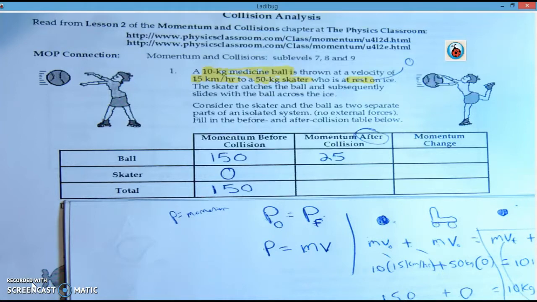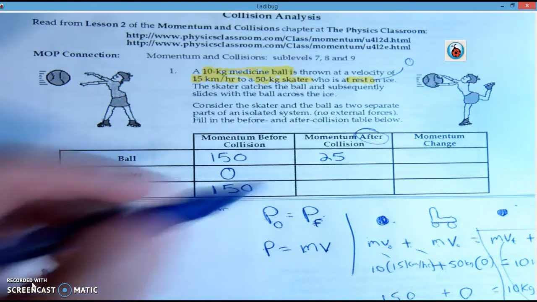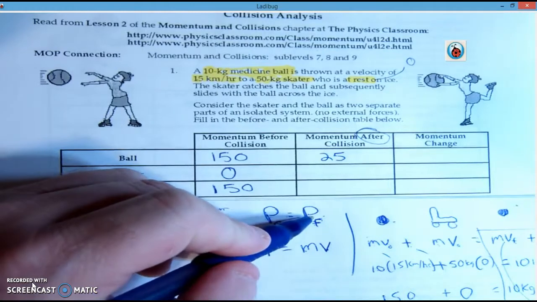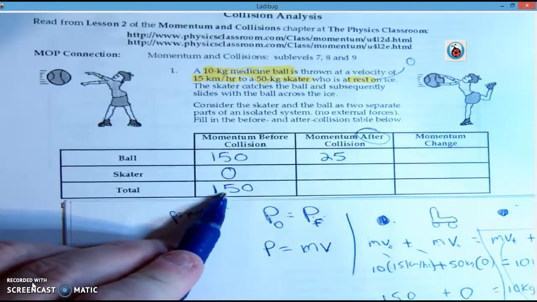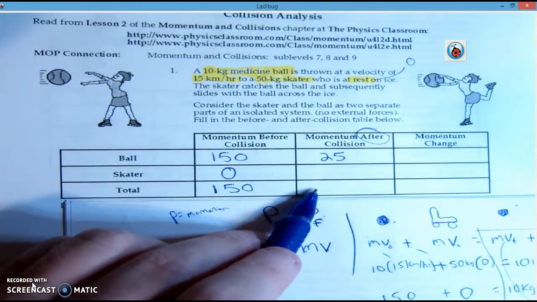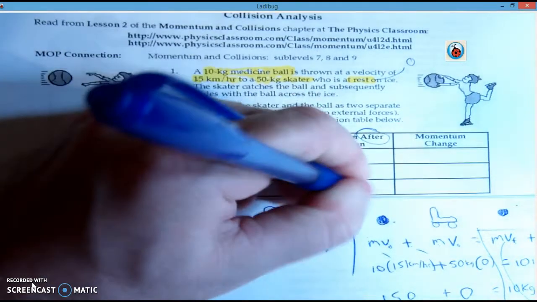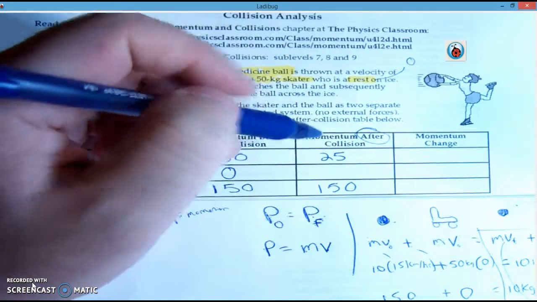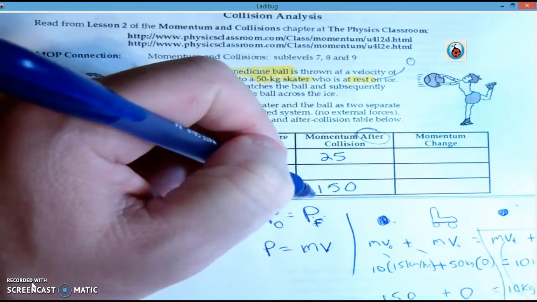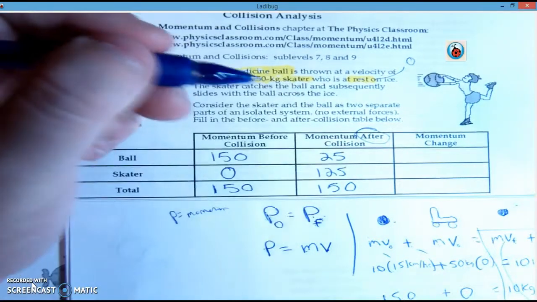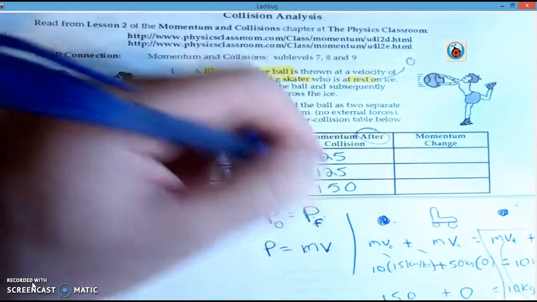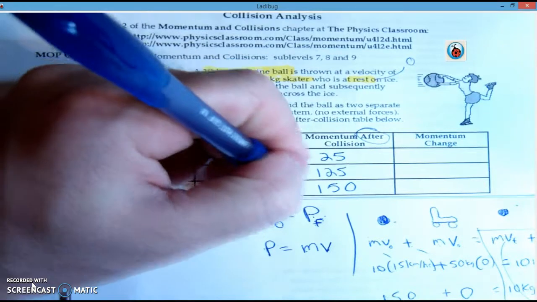Now we can solve this a couple ways. Let's do the easy way first, right? So we said momentum in equals momentum out. So if the momentum in was 150, the momentum out has to be 150. So let's just put 150 here. And we know that in order for 25 to get to 150, you have to add 125. So that's why this is what it is, because momentum in has to equal momentum out.